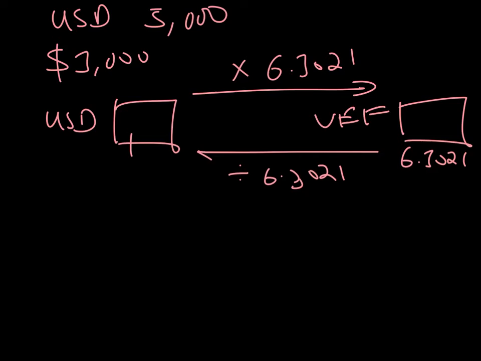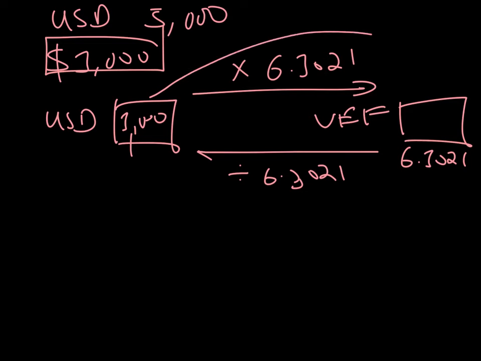Now, if we look at the question, we're asked here to convert $3,000. So let's put 3,000 in here into Venezuelan bolivars. So we can see all we've got to do then to get from US dollars to bolivars is to multiply by 6.3021. And if we do that, we end up with 18,906.30.